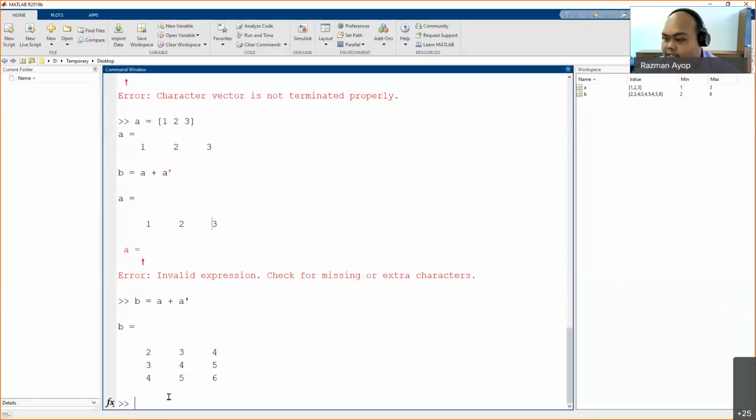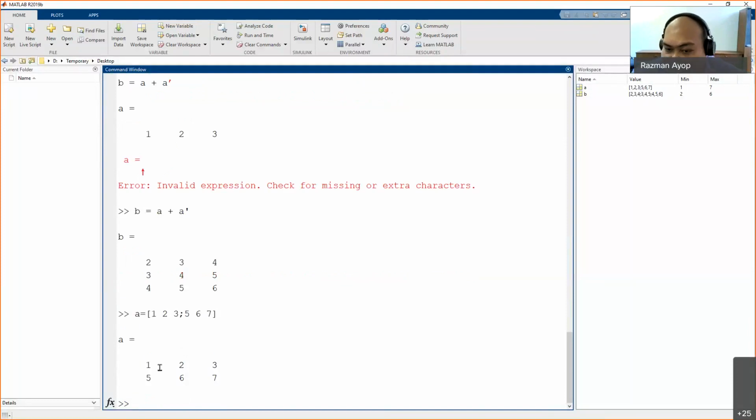So for example here, you get A equals to 1, 2, 3, 5, 6, 7. You get this kind of matrix, and then you have B equals to 11, 13, and 15. Don't forget, this one is something like this.